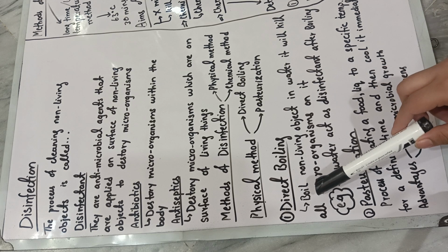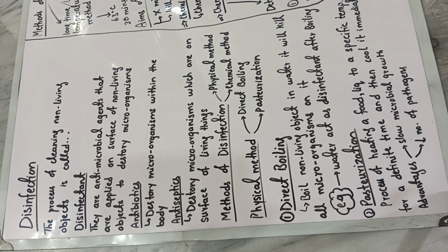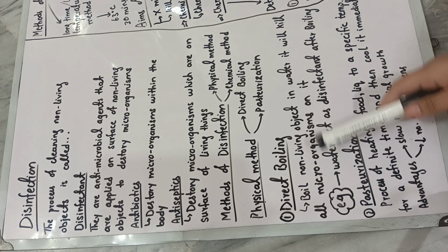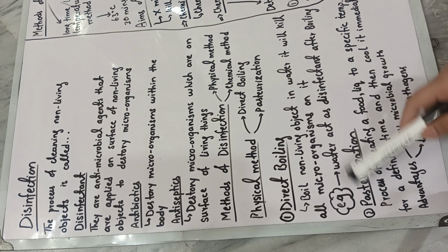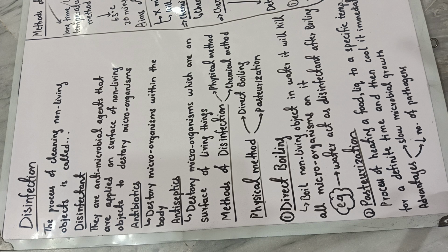So we are going to boil the non-living objects, all the non-living objects. Like if you want to remove all the microbes from a surgical instrument, what you will do is boil them in water. It will kill all the microorganisms present on it. So for example, water after boiling acts as a disinfectant, so it will kill all the organisms or microbes over the non-living objects.